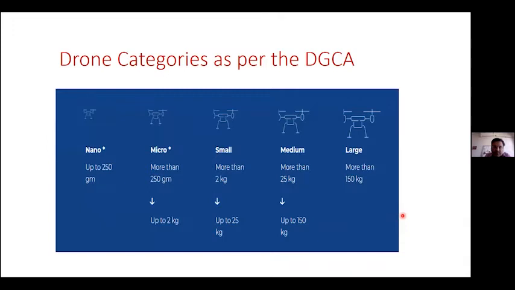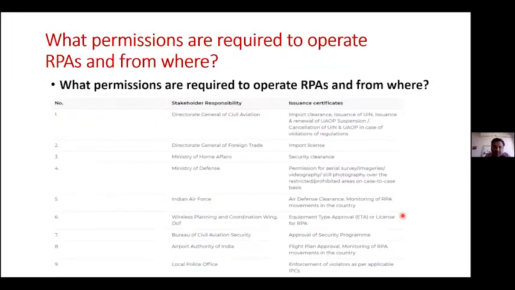So these are the 5 classes as per the DGCA, Director General of Civil Aviation, Government of India. If you have a nano, there is no issue, you can fly whenever. But if you have a micro, that means more than 250 grams to 2 kg, you need certain permission. Small category is 2 to 25 kg, 25 kg to 150 kg is medium, and large is more than 150 kg. So these are the 5 classes.